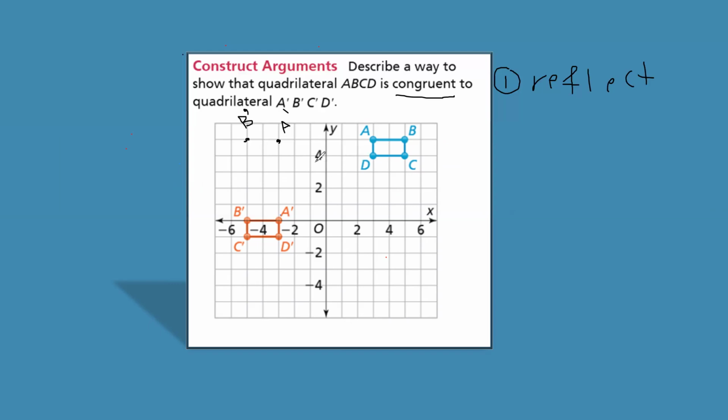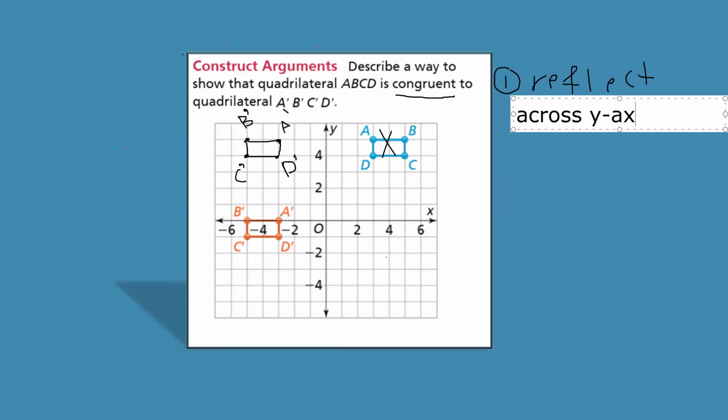D, 1, 2, 3. This is D prime. And last one, let's count 1, 2, 3, 4, 5, C prime. Connect between them. This is my new shape. I will forget the first one and focus on the new one. So reflect across the y-axis.